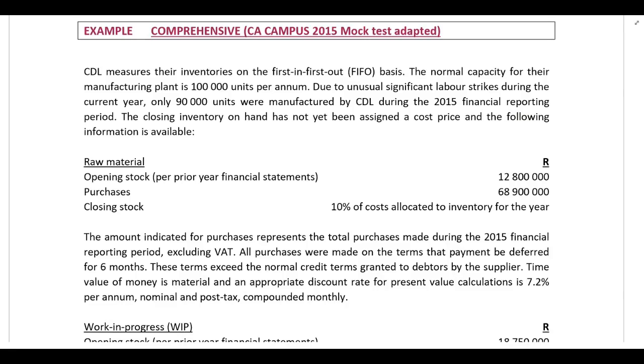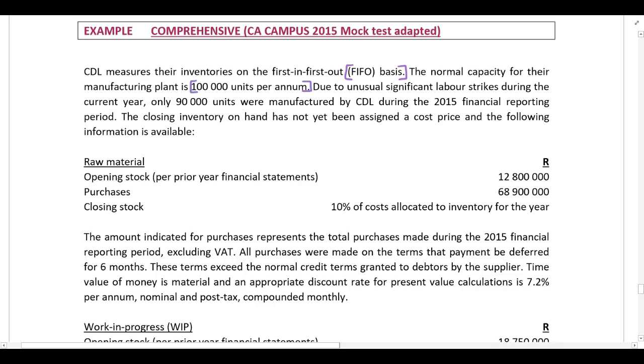Hi guys, this is a very good comprehensive example and I want you to work through this example with me. So let's start reading through the information. CDL measures the inventory on the first in, first out basis. The normal capacity of the manufacturing plant is 100,000 units per annum.